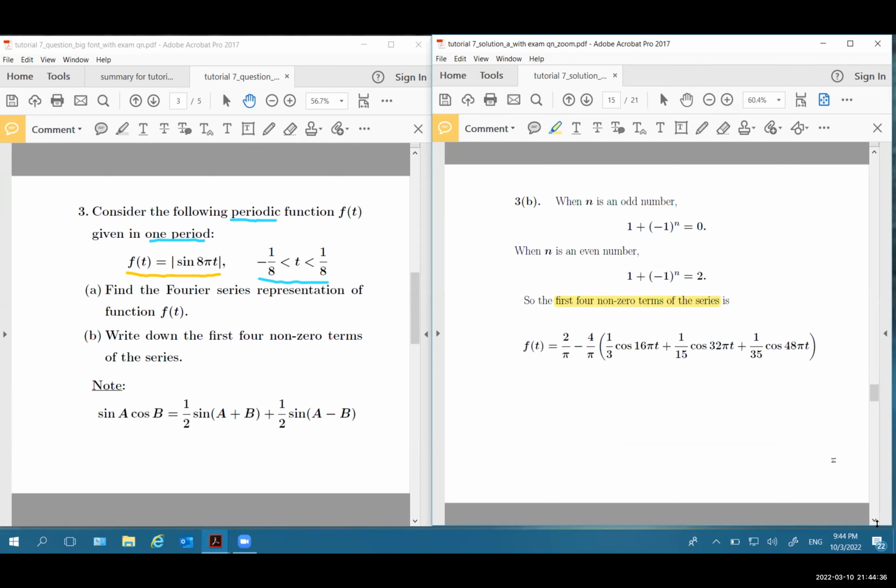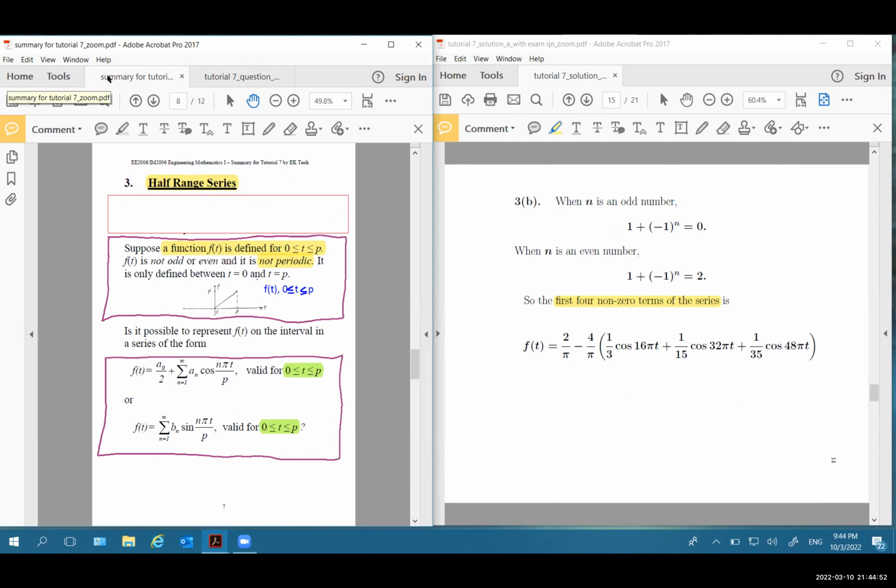So now let's do another summary. Okay, so now I'm going to talk about a half-range series. Half-range series, the problem is like that. So everybody look at your left side, look at this box here. You see this thing that I boxed up, right? Let's go and look at this.